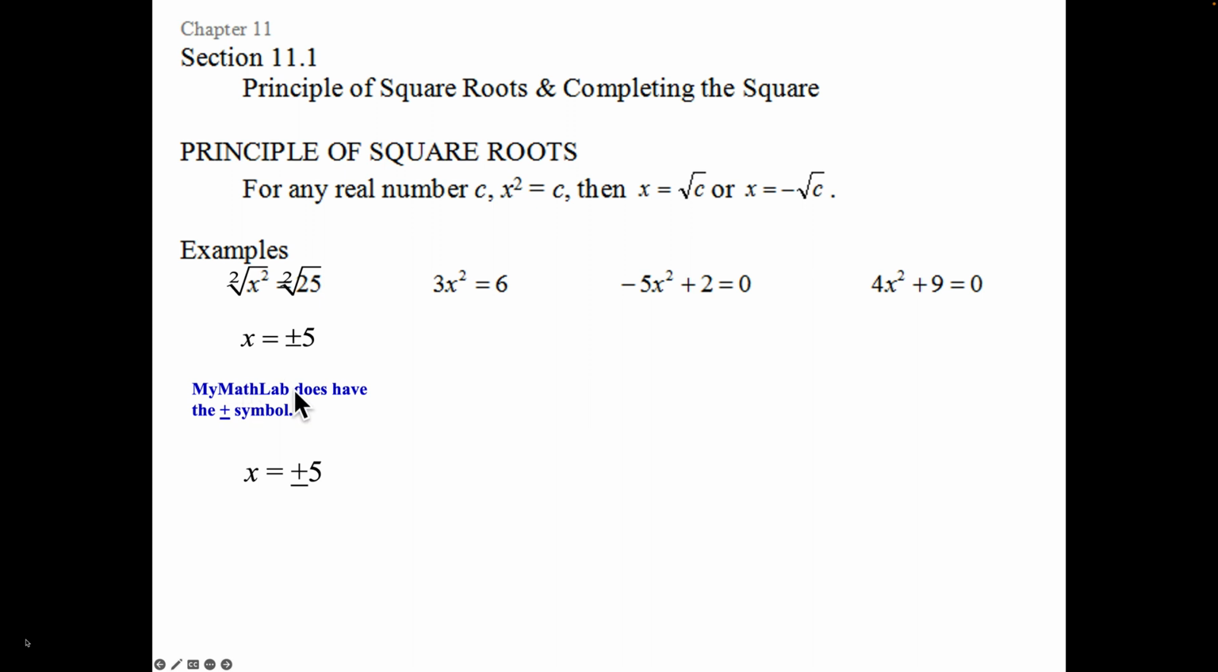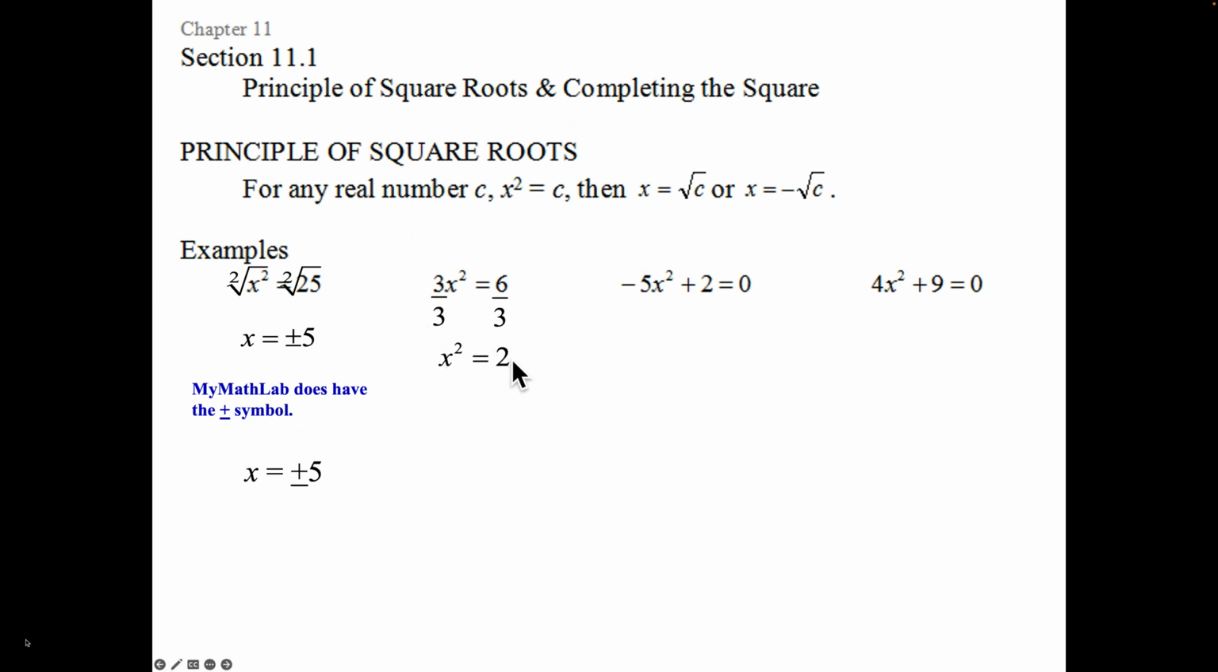Oh, and before I forget, when you're doing your homework, if you happen to see this symbol when you type it into the text box to enter something, you can use that symbol instead of, if they say separate your answer with a comma, you can just go plus or minus symbol and then the 5. So like I said, next example, we'll have to divide out the 3.